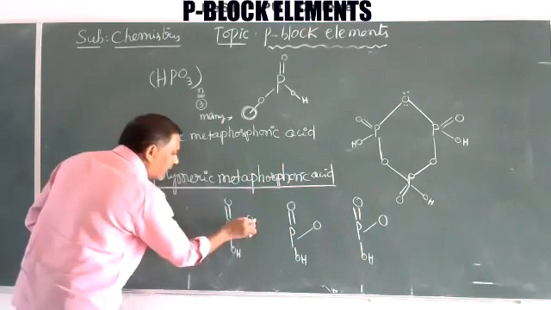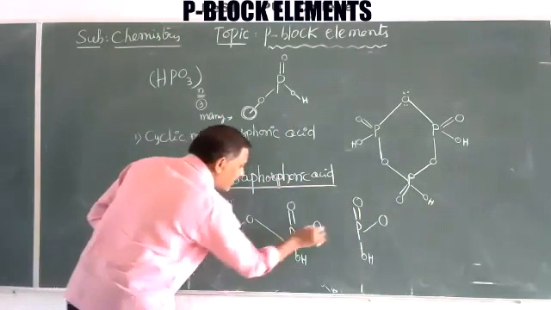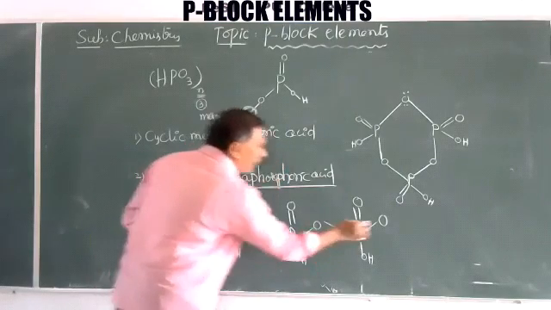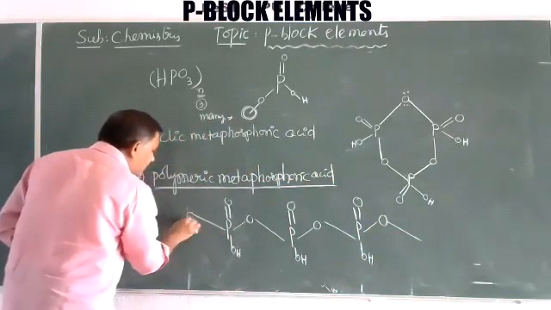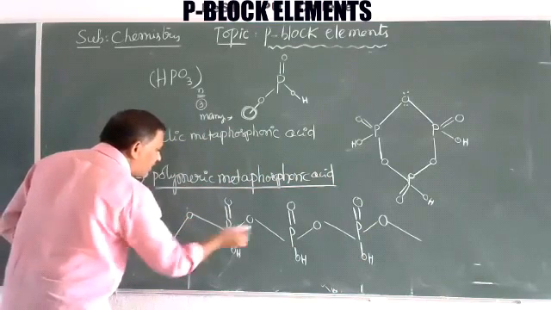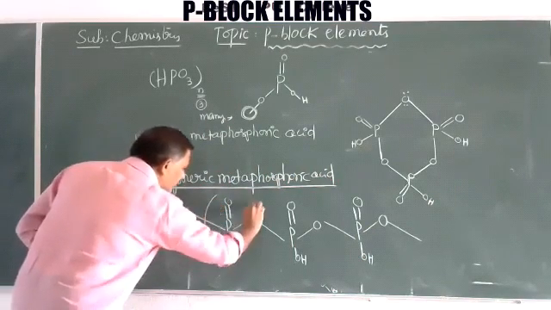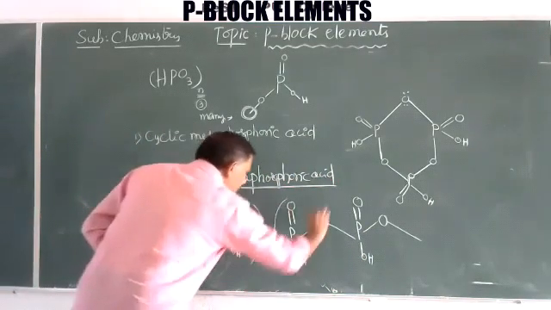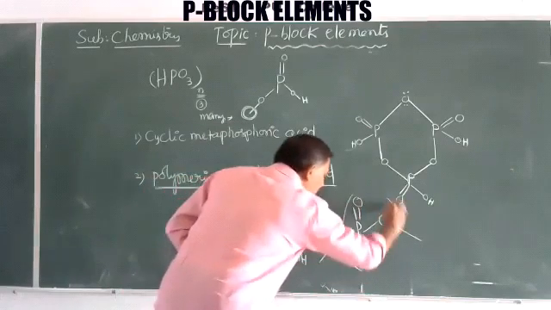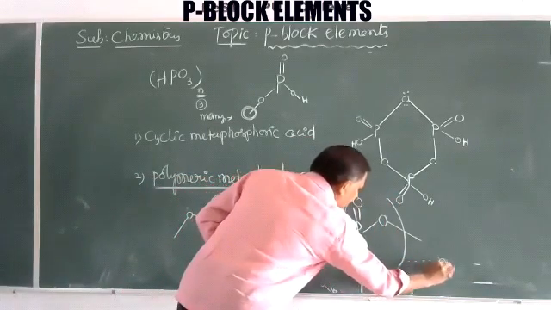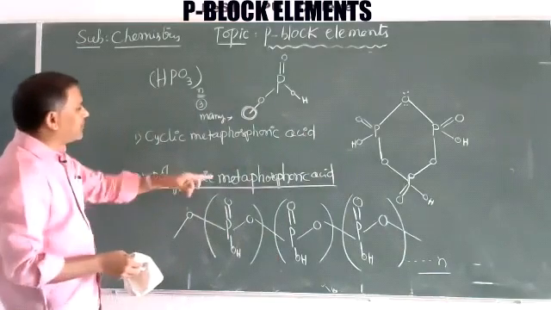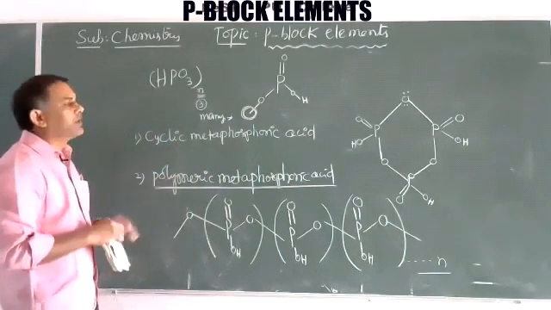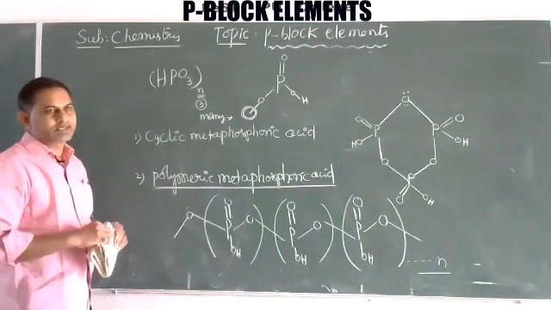Now it is connected with this, and this, and this, and so on, with phosphorus connected in the same way. Cyclic: this is one molecule, this is the second molecule, this is the third molecule, and so on. Take note: that is polymeric metaphosphoric acid and cyclic metaphosphoric acid.